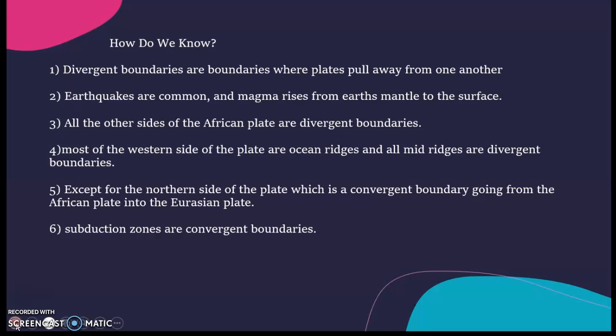Divergent boundaries are boundaries where plates pull away from one another. In these areas, earthquakes are common and magma rises from Earth's mantle to the surface. All the other sides of the African plate are divergent boundaries. Most of the western side of the plate are ocean ridges, and all mid-ridges are divergent boundaries, except for the northern side of the plate, which is a convergent boundary going from the African plate into the Eurasian plate.